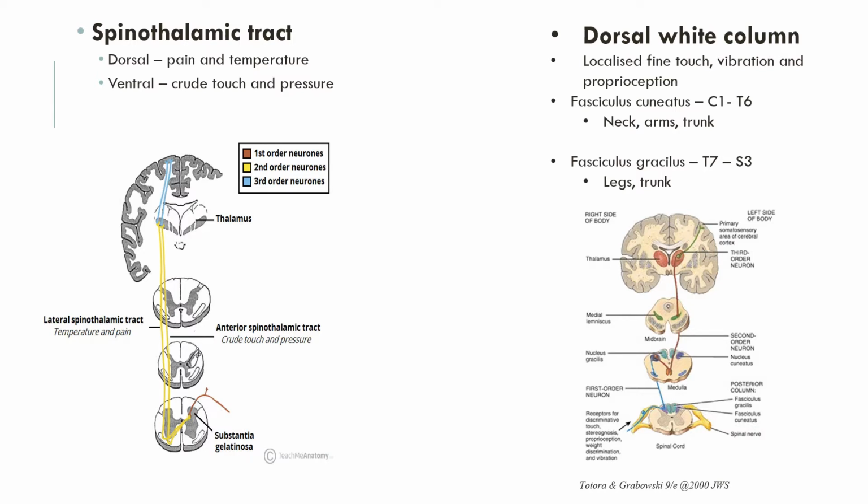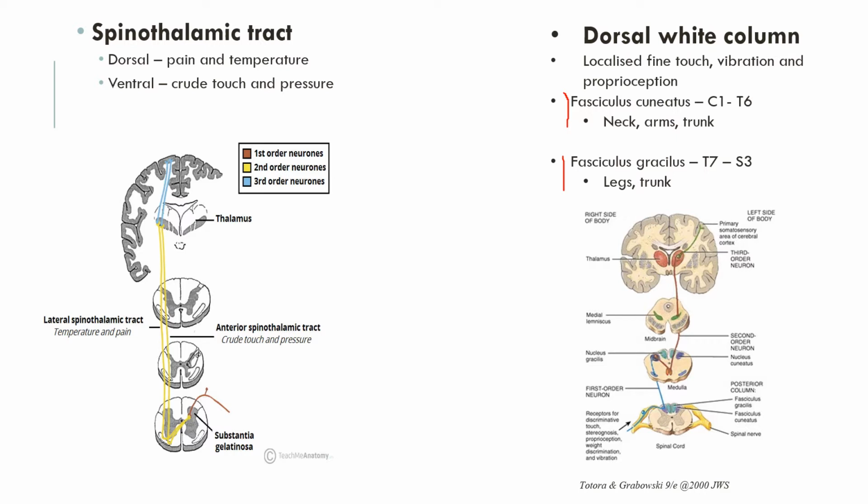A quick look at the individual tracts. So we have the spinothalamic tract. There's a dorsal and ventral component to these. The dorsal one takes pain and temperature sensations to the neurons, and the ventral takes crude touch and pressure. Meanwhile, the dorsal white column deals with the localized fine touch, vibration and proprioception. This is separated into 2 sections: the fasciculus cuneatus, which is the upper body, so the neck, the arms and the trunk, and the fasciculus gracilis, which is the legs and the trunk, so the lower part of the body.